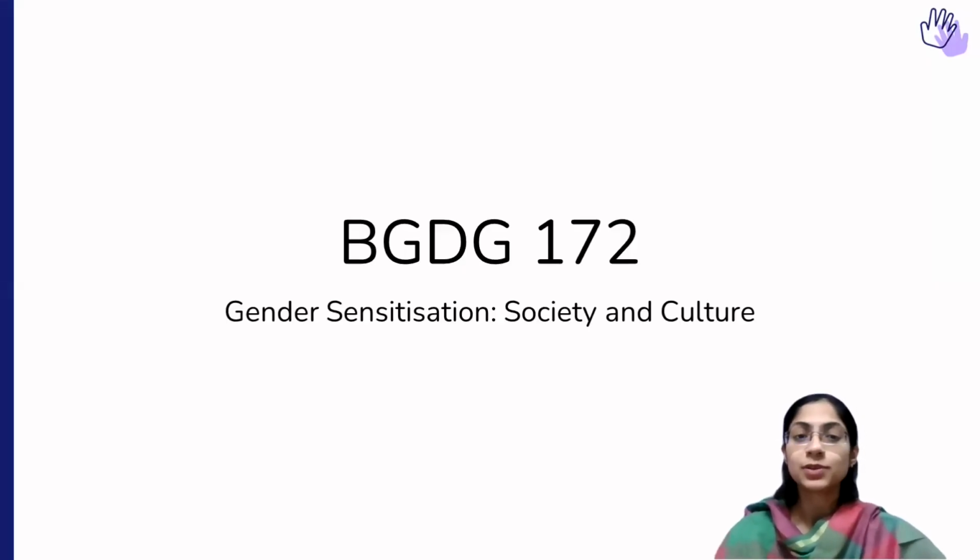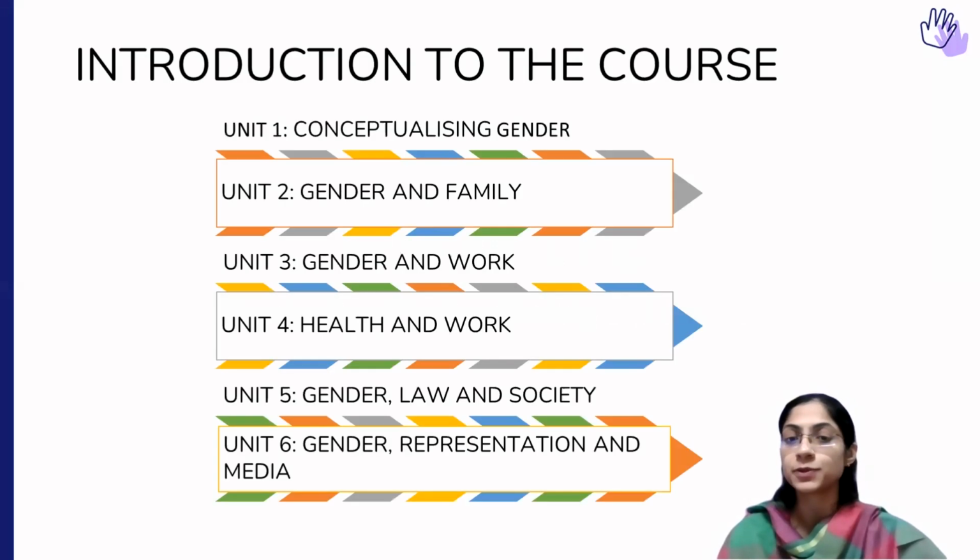Students, welcome to the course on Gender Sensitization, Society and Culture. This course is a supplementary course for BA Honours students in subjects like history and English. This course includes 6 blocks, which are further divided into 15 chapters. For your understanding, I will introduce the course for you.